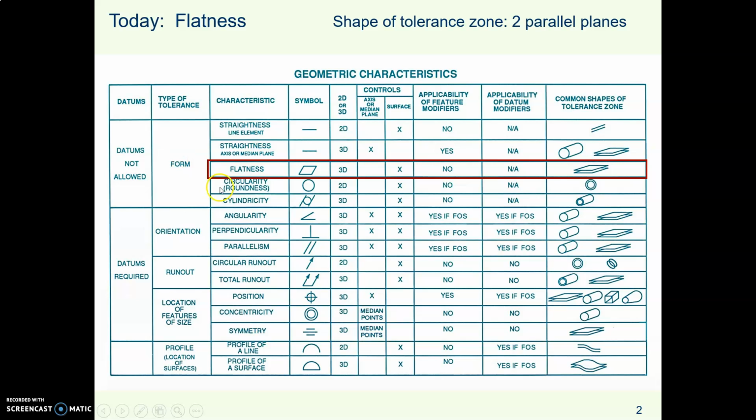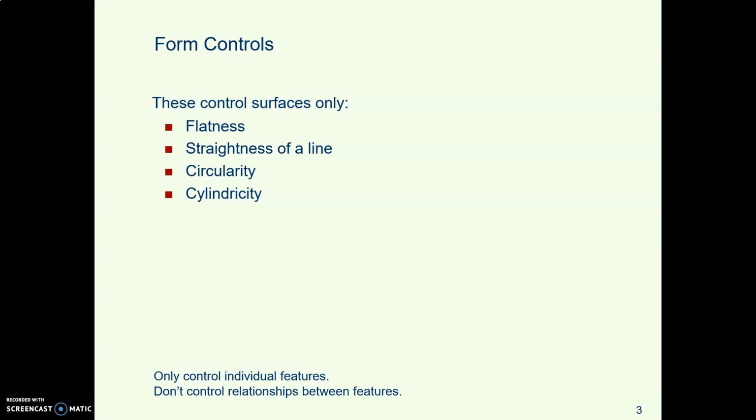This is a table, by the way, that organizes the various geometric controls by family. And right now we're in the form family. We're looking at flatness. And I want to point out that its tolerance zone is two parallel planes. Not two parallel lines, two parallel planes. We'll look at that in just a second.